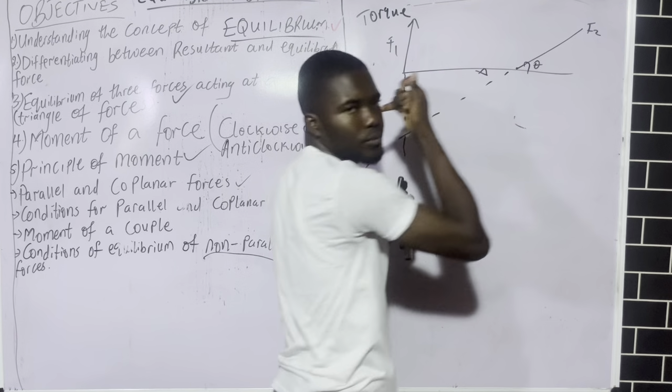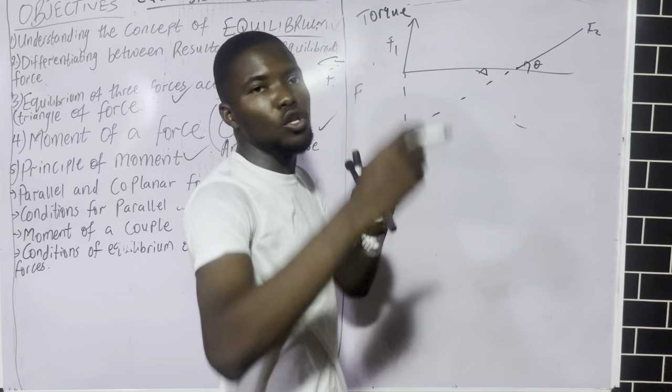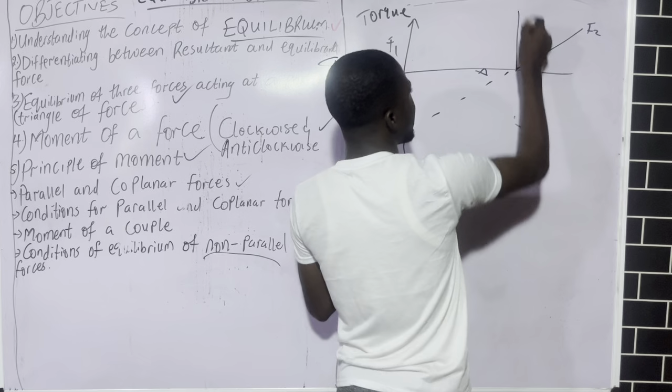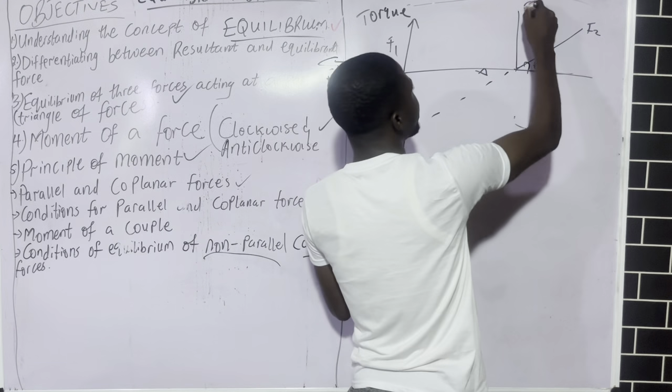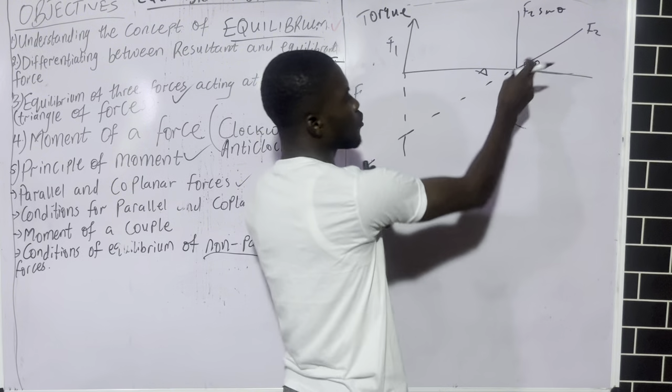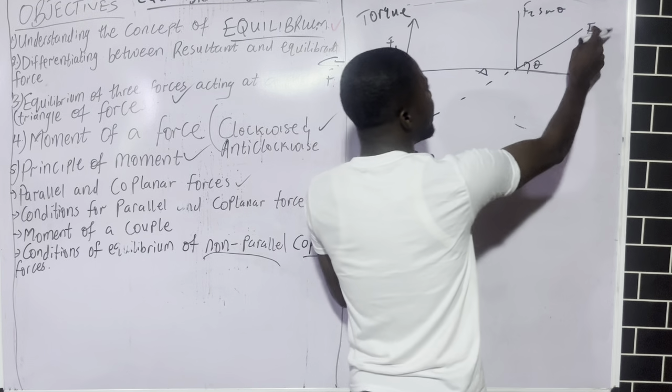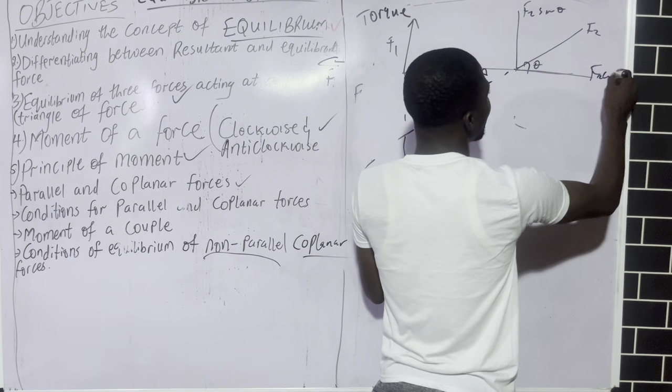You resolve it. After resolution, you resolve into two directions. So I'll resolve here, I'll resolve here. So my F2 in the vertical direction was F2 sine theta. Why did I use sine theta? Because the angle is to the horizontal, which I've explained before. My F2 in the horizontal was F2 cos theta.